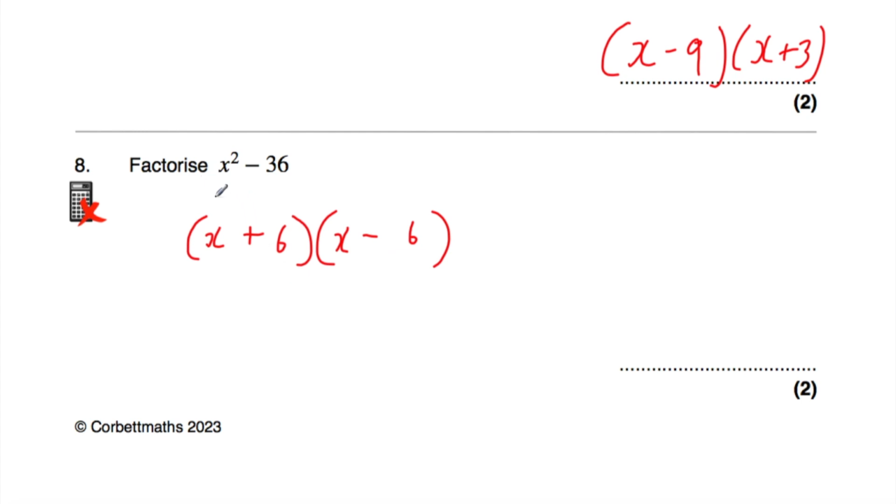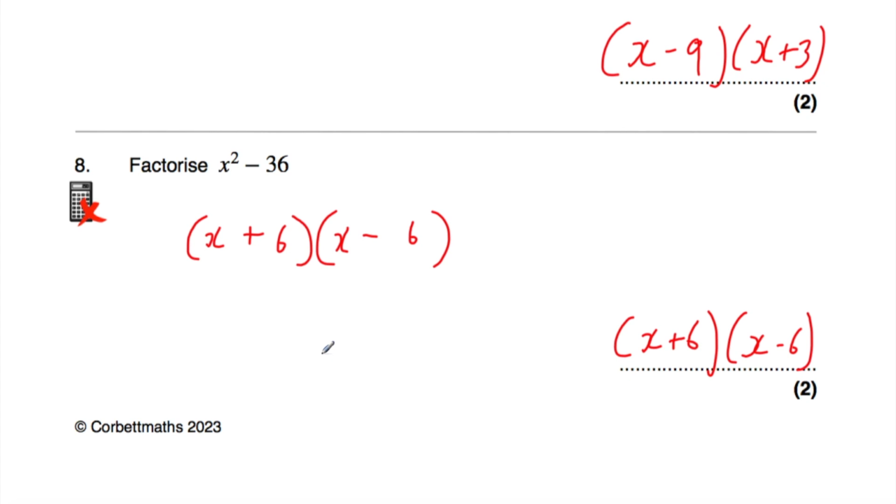If I wanted to factorize something in the form of x squared minus 36, I would just put the x and the x, then square root the 36 to get 6 and 6, and write one with a plus sign and one with a minus sign. And that's our answer: x plus 6, bracket, x minus 6. Again, you can have those brackets the other way around, x minus 6 and x plus 6, and that's fine also.